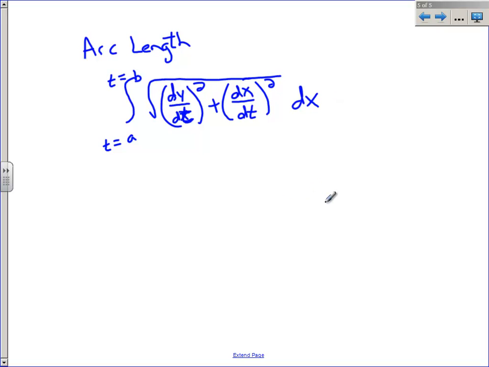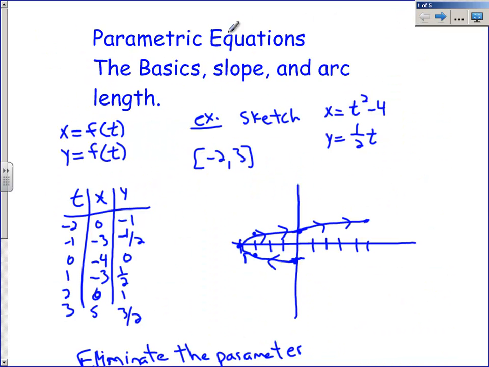The arc length of that first graph we drew, we can actually find how far this particle traveled on that curve by using this formula. And it was from, if you remember, -2 to 3, of the square root of (dx/dt) squared. Now let's go back and look at that. What was the x equation? The x equation was t squared minus 4.